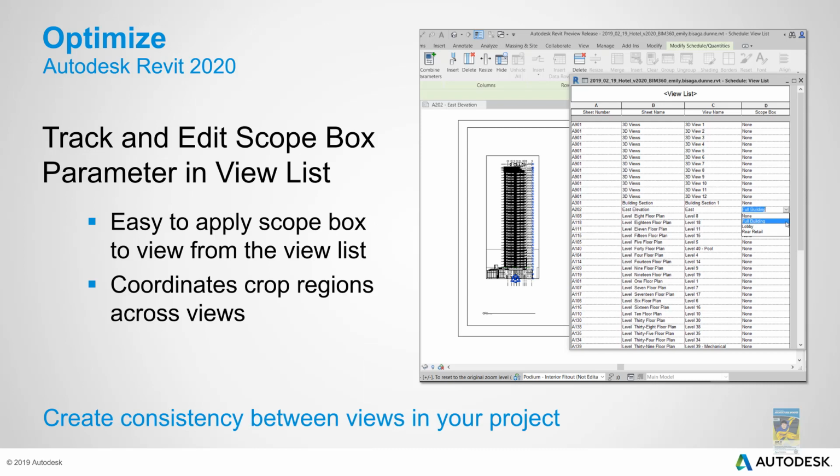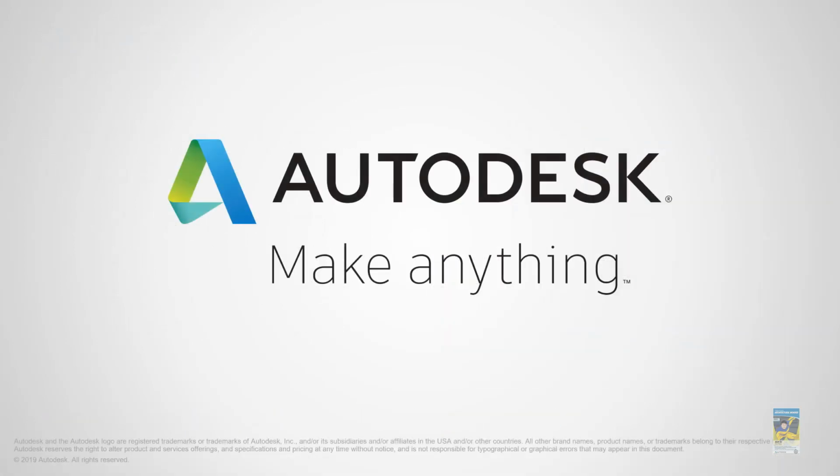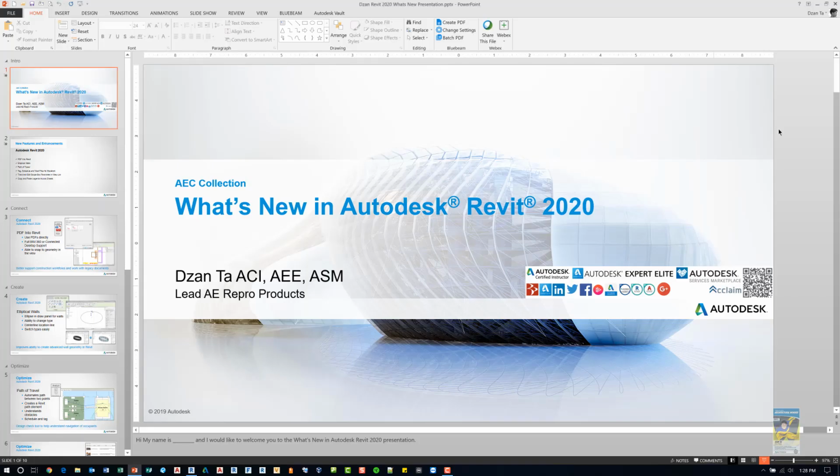Here we talk about the scope box parameter and being able to have it as a column within your view list so you can control the views a little bit tighter. And then, like I said earlier, being able to copy paste the legend view onto multiple sheets in the same location. And with that, we're going to go ahead and jump into the software.